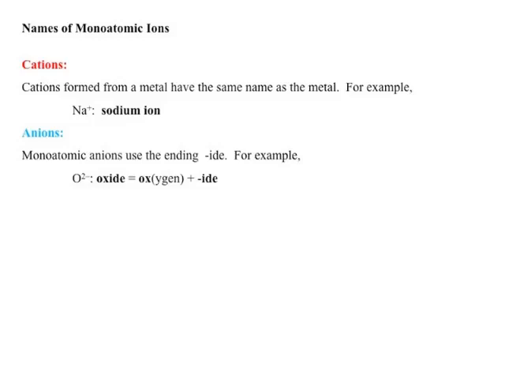However, anions, you need to change the name. Monoatomic anions use the ending "ide." For example, O2-, the oxygen becomes an anion. You cannot say oxygen ion here. You have to say oxide. And the name of the ion needs to end with "ide." Let's move to the next slide.